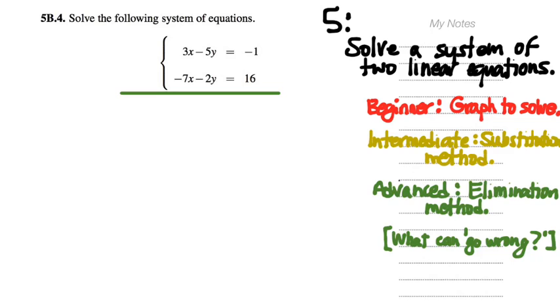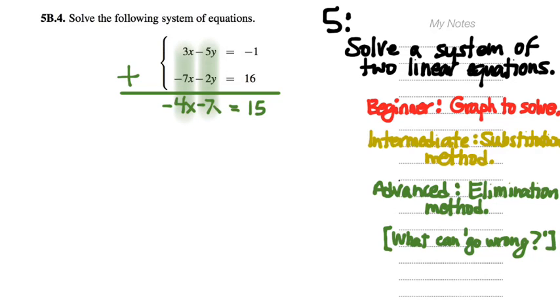The basic strategy is that we want to take these equations and just add them together in some way. So combine the left-hand sides of the equation by adding, combine the right-hand sides of these two equations by adding. And if I just do that, then on the right-hand side, negative 1 plus 16 is going to give me 15. On the left-hand side, I'm going to get some like terms combining. My 3x and my negative 7x combine to give me negative 4x. And the negative 5y and the negative 2y are going to combine together to give me negative 7y.